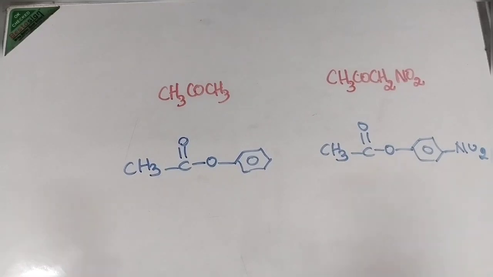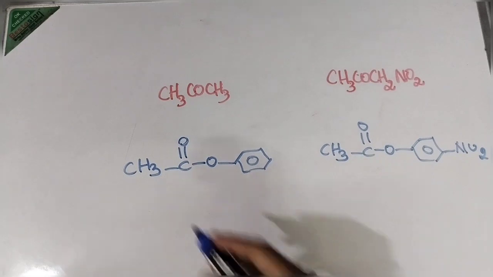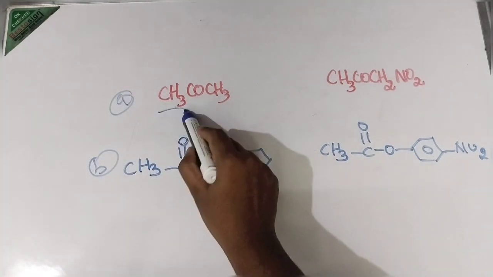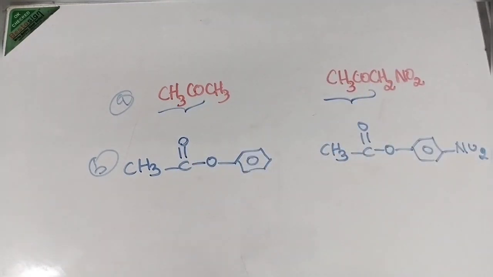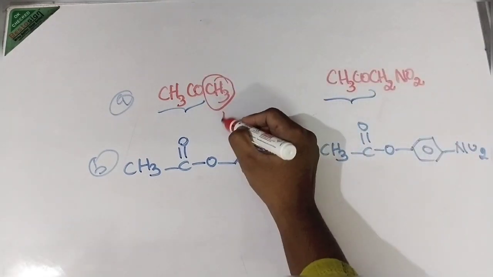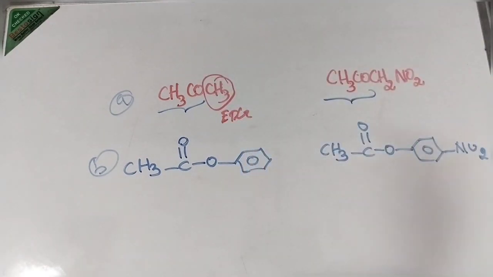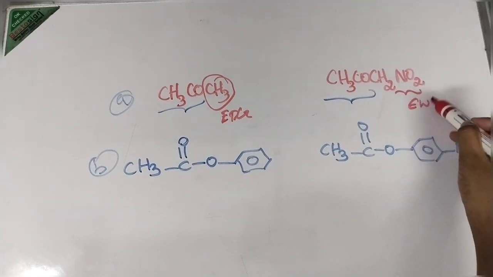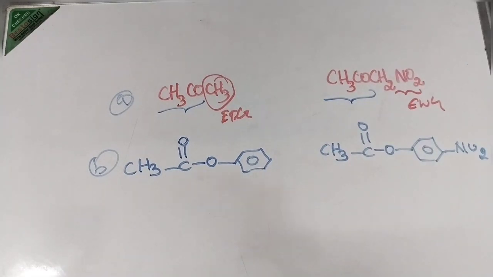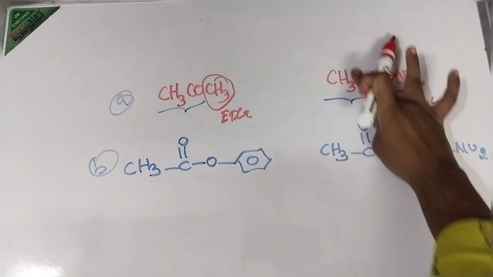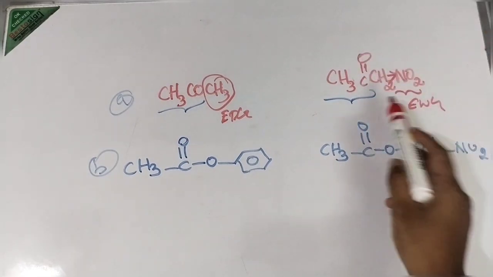See here, for these two examples, try to answer which will have higher frequency. In example A, all the groups are the same, CH3CO, here also CH3CO, right? So you just look at the remaining groups. Here it is CH3, an electron donating group. Here there is an electron withdrawing group. The nitro group is an electron withdrawing group, right? Hence, what will it do? It will try to pull the electron towards itself.